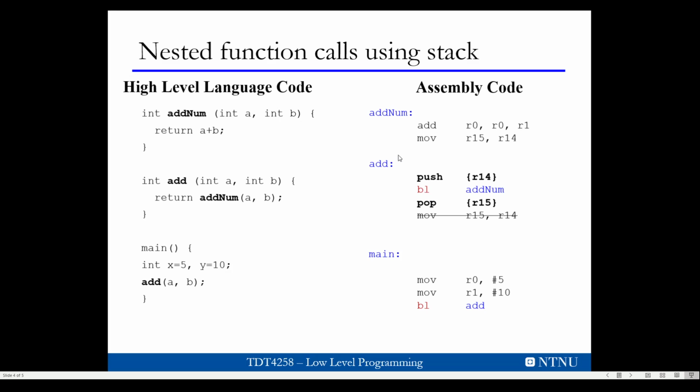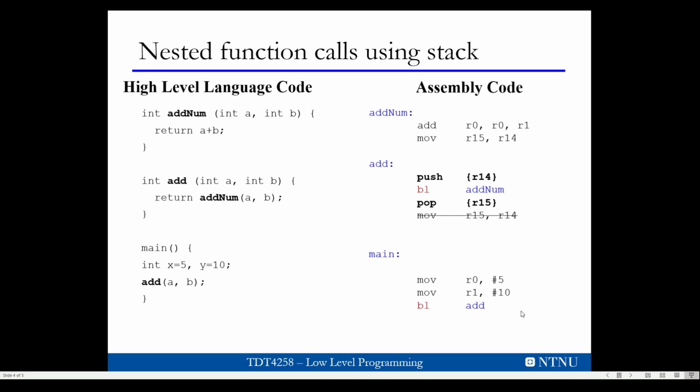So question: we are writing push and pop only in the add function. Do we need to do that in addNum and main function as well? Let's first talk about addNum. Since we do not have any BL instruction, we are not destroying the content of R14, so we don't really need to push the content of R14 to the stack. So we don't need push and pop in the addNum function.